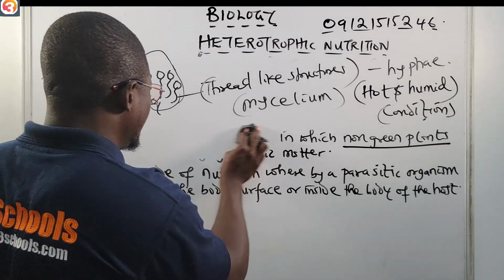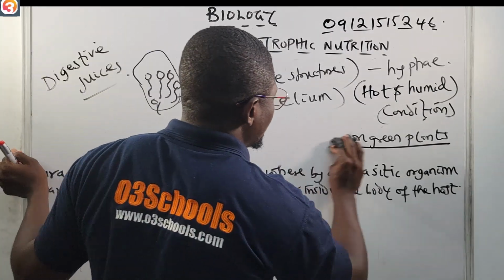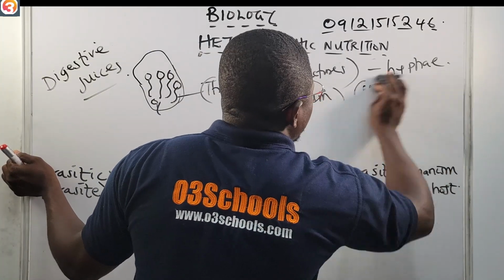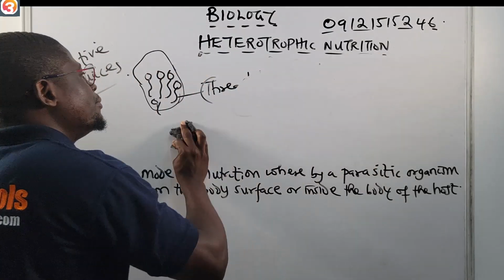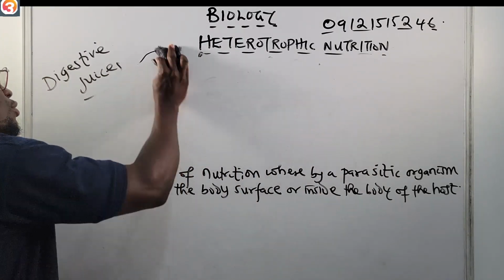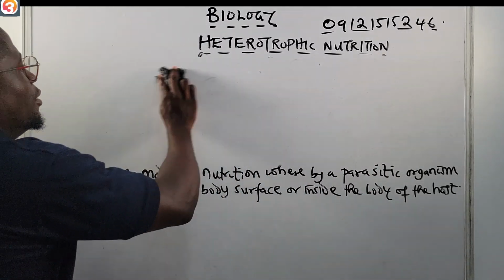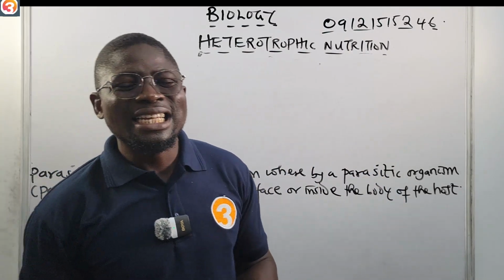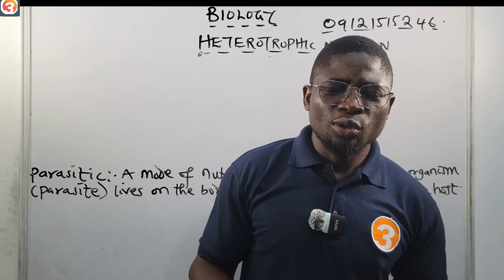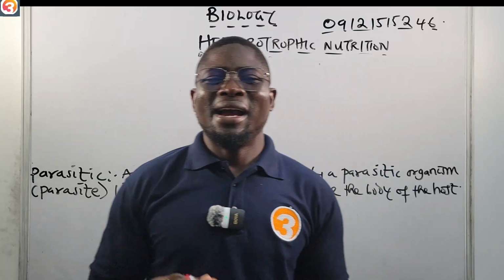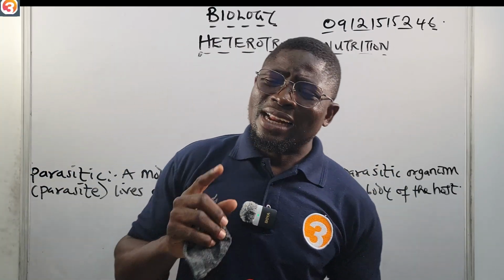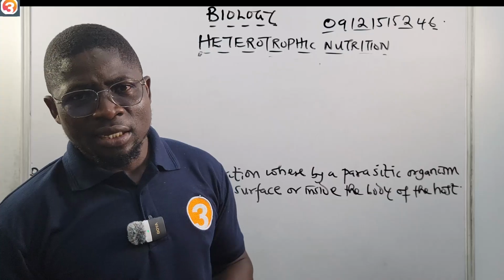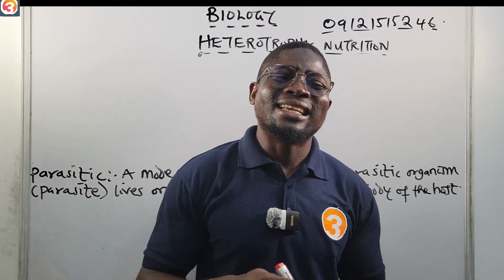All right, so now let us go to the next one. That is the parasitic mode of nutrition. For parasites, for example, let us say an armed robber comes to your enemy's house. When the armed robber comes to your enemy's house, what does he come to do? Basically, to steal. So the armed robber is an example of a parasite. The major purpose of an armed robber is not to come and kill, but to come and steal.